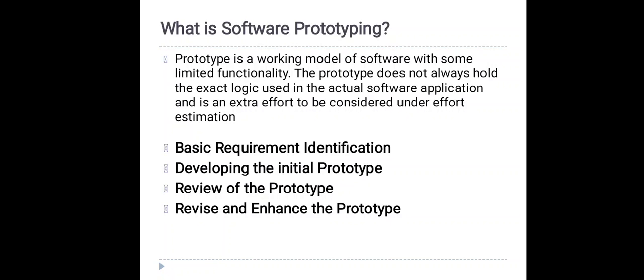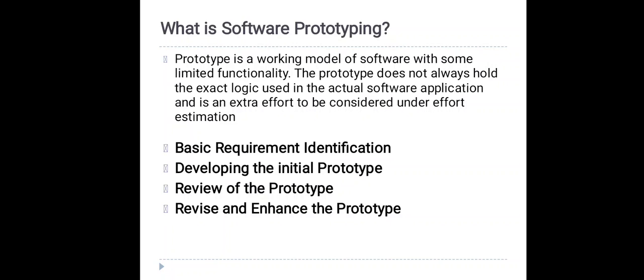Prototypes can have horizontal or vertical dimensions. A horizontal prototype displays the user interface for the product and gives a broader view of the entire system without concentrating on internal functions. A vertical prototype, on the other hand, is a detailed elaboration of a specific function or a subsystem of the product. The purpose of the horizontal and vertical prototypes is different.